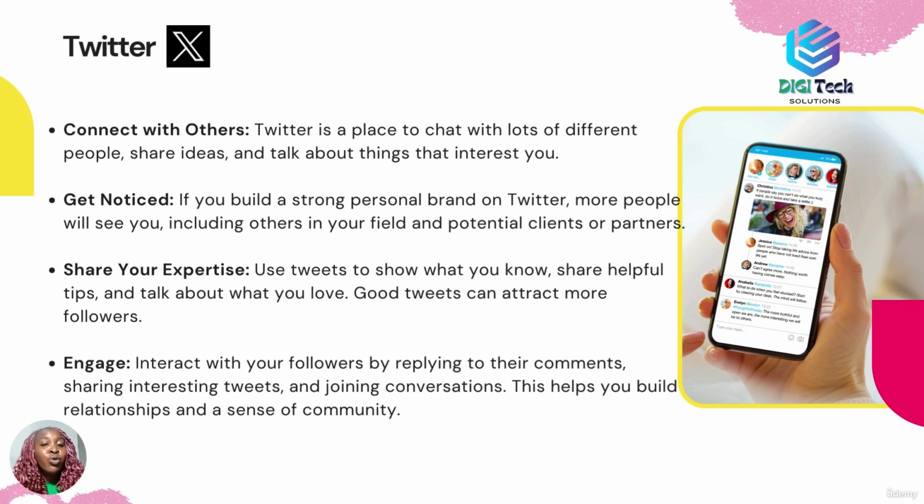Also, interact with your followers by replying to their comments on Twitter. You want to make sure that you are retweeting, you are replying, you are talking with people who are talking with you, right? That's very important. You must be joining conversations if you're on Twitter. This helps you build relationships and also a sense of community on Twitter.